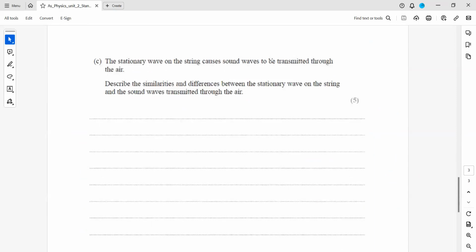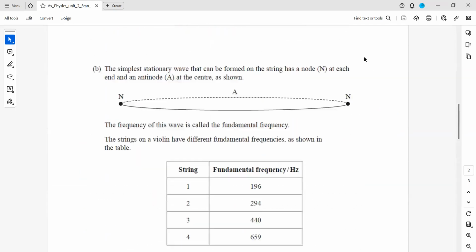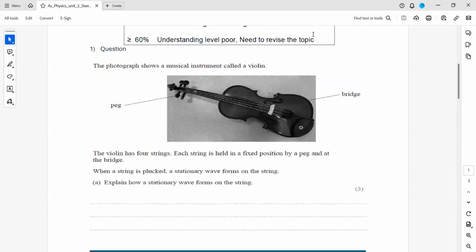Then in part C, the stationary wave on a string causes the sound waves to be transmitted through air. Describe the similarities and differences between a stationary wave on the string and the sound wave transmitted. What actually happens is that a string instrument causes a vibration in the air particles. If this was the surface of a violin and a string is vibrating, it causes a vibration to air particles. So air particles hit and bounce back, like two progressive waves moving in opposite directions. This will give rise to a standing wave.